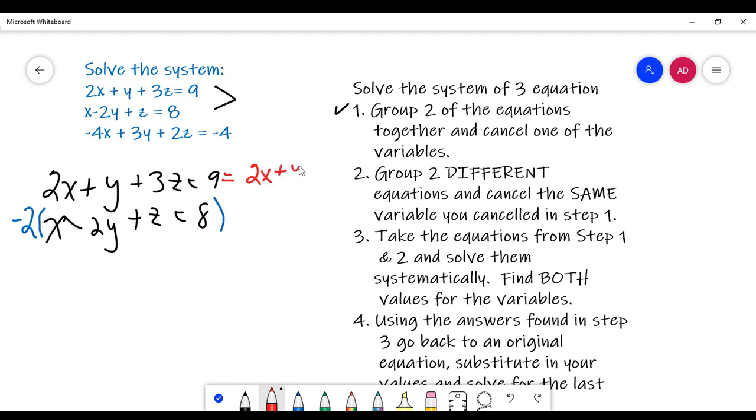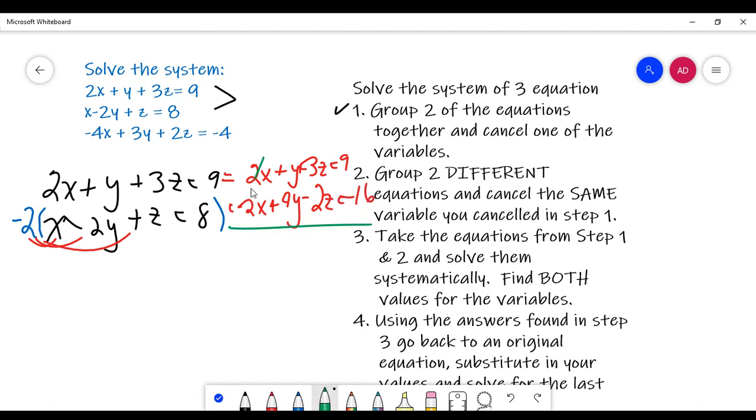2x plus y plus 3z equals 9. And now remember, you've got to distribute. This is going to get me -2x. I really need to be neater, don't I? Plus 4y minus 2z equals -16. Now, fun fact here, check it out. They cancel. Always fun. And I'm left with 5y plus z equals -7.